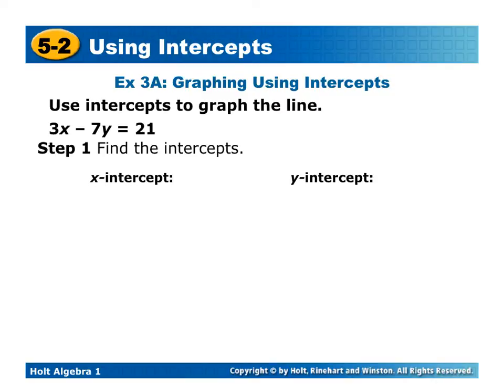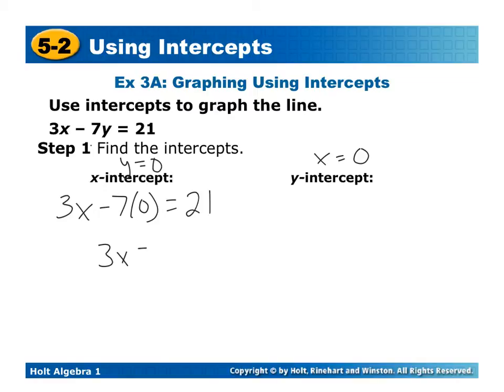So here we have 3x minus 7y equals 21. So remember, for our x-intercept, we're going to put 0 in for y. So if it helps you, y equals 0, x equals 0. So it's always 0 for the opposite value in the coordinate. So here, the 7y minus 0 cancels out. So now I just have 3x equals 21. Divide by 3, so x is equal to 7. So my ordered pair would be 7, 0.